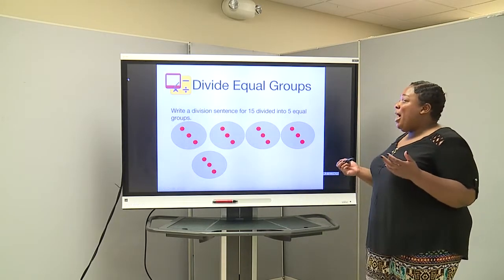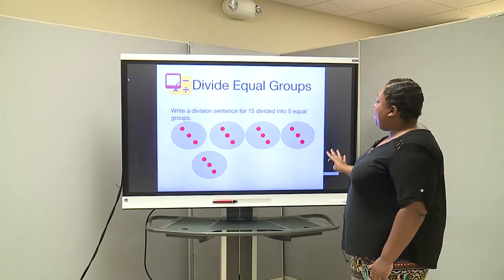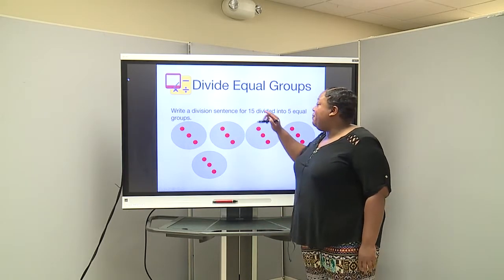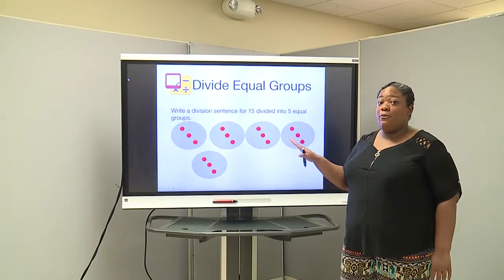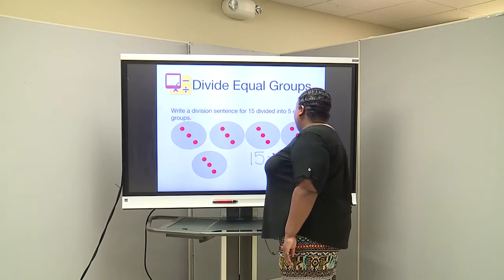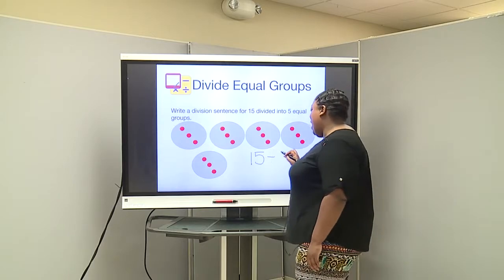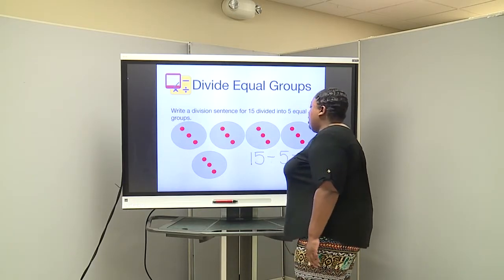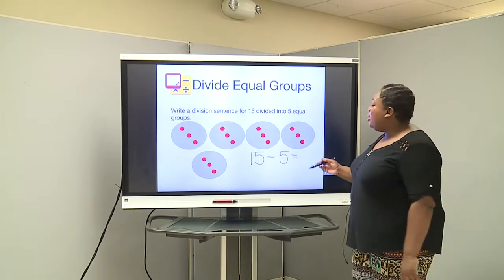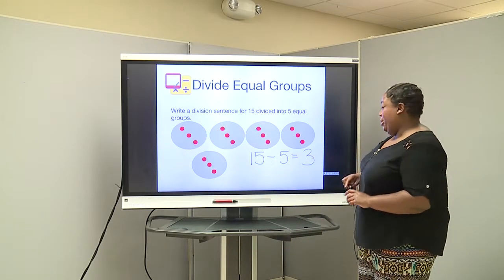Now, they want me to write a division sentence for 15 divided into 5 equal groups. What does the number 15 represent? That's correct. The number 15 represents the total number of red circles. So we have 15 divided by the number of groups, which is 5, equals the size of the group. And what is the size of each group, guys? 3. So 15 divided by 5 equals 3.